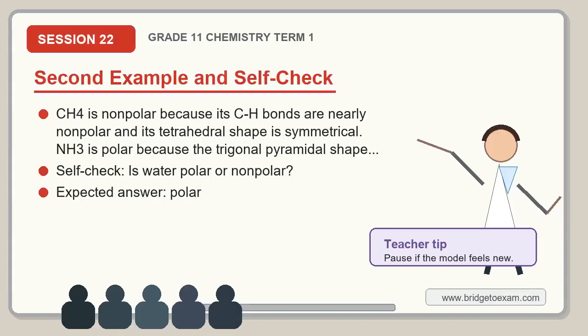Here is a second example. CH4 is nonpolar because its CH bonds are nearly nonpolar and its tetrahedral shape is symmetrical. NH3 is polar because the trigonal pyramidal shape and lone pair create an uneven distribution of electron density.